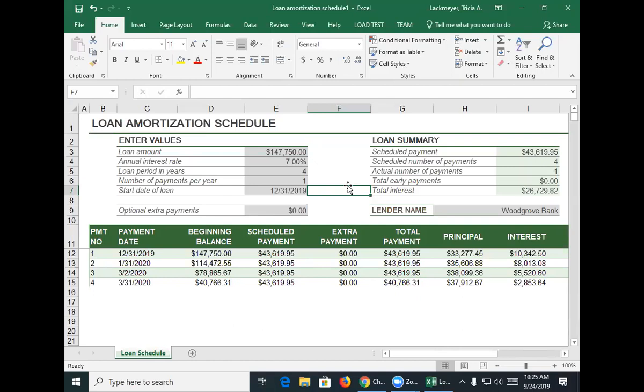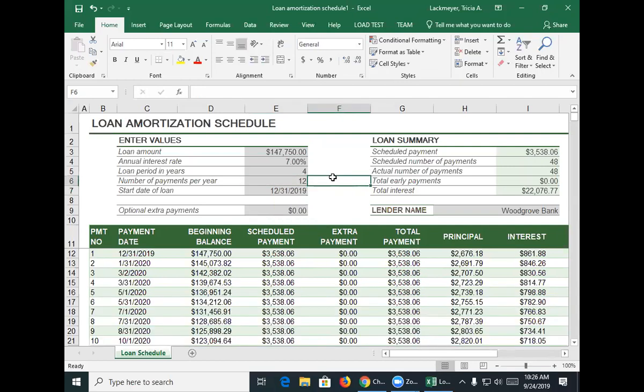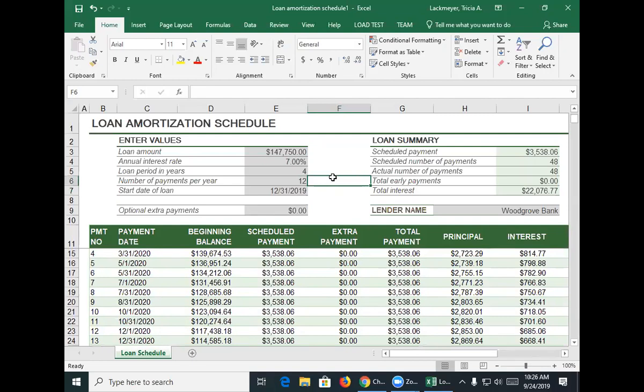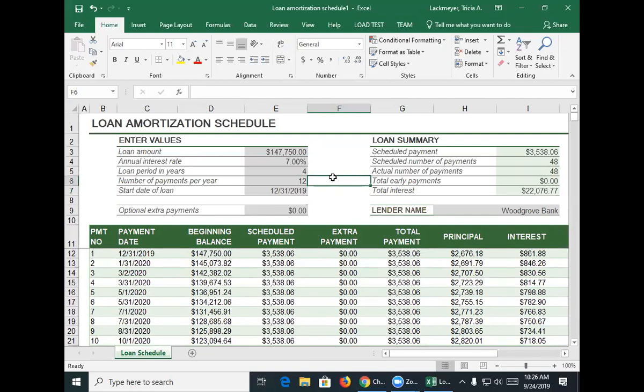So again, this was on 4 payments. The only thing is, when you're doing installment notes, if you change this to a monthly payment, you would need to calculate a monthly interest rate. You would want to take that 7% divided by 12 to get your monthly interest. Otherwise, you're going to have a year's worth of interest every month. Not a good idea. On here, though, I could just change the number of payments per year to 12, and it gives me my new amortization schedule.